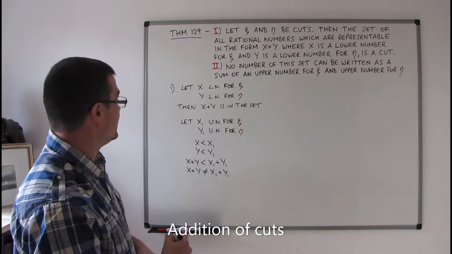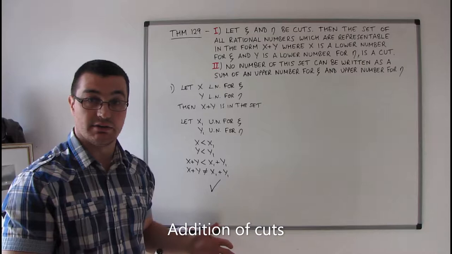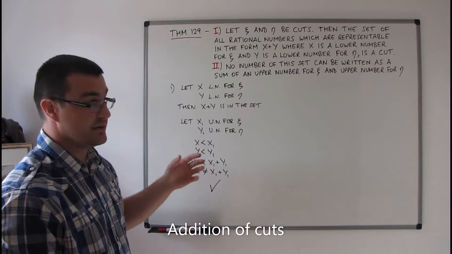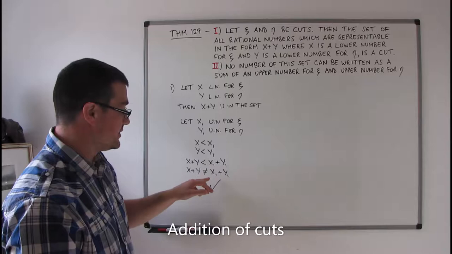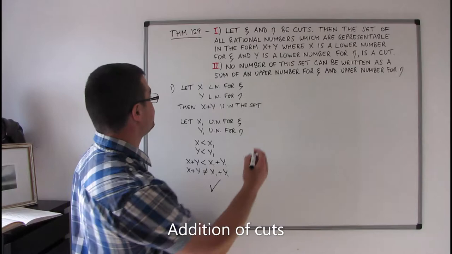And that finishes off the first criterion from our definition of a cut, that the set shouldn't be empty, nor should it contain every rational number. So it doesn't contain this x1 plus y1. So let's have a look at part two now.